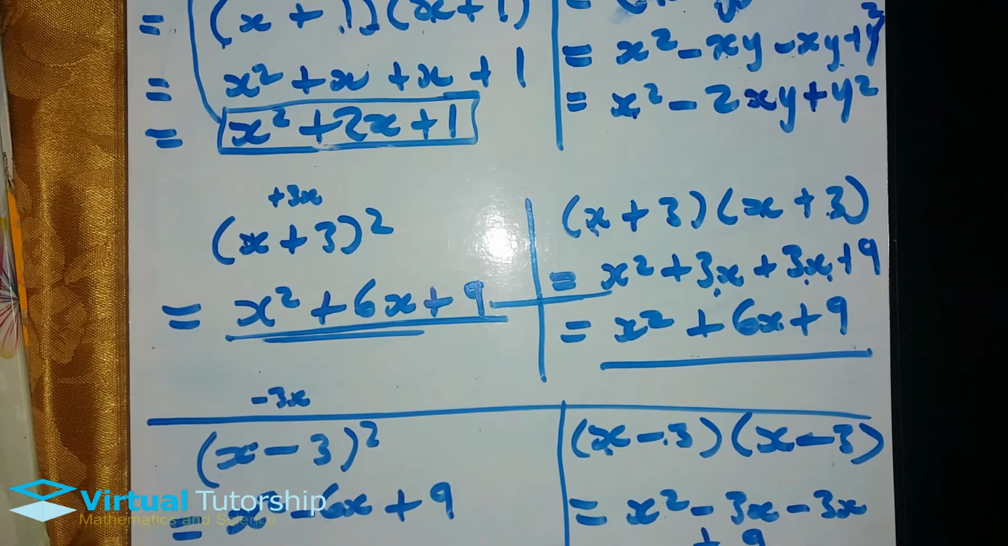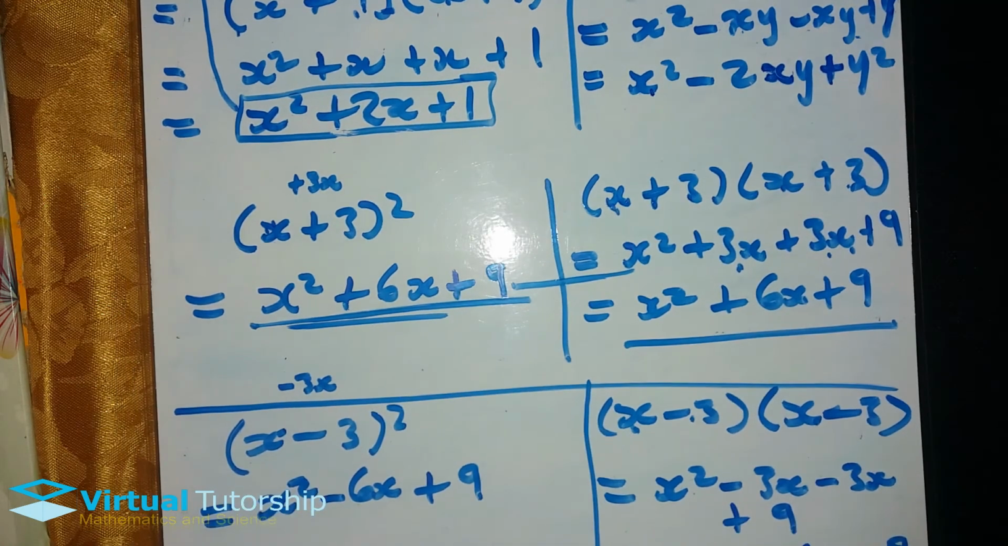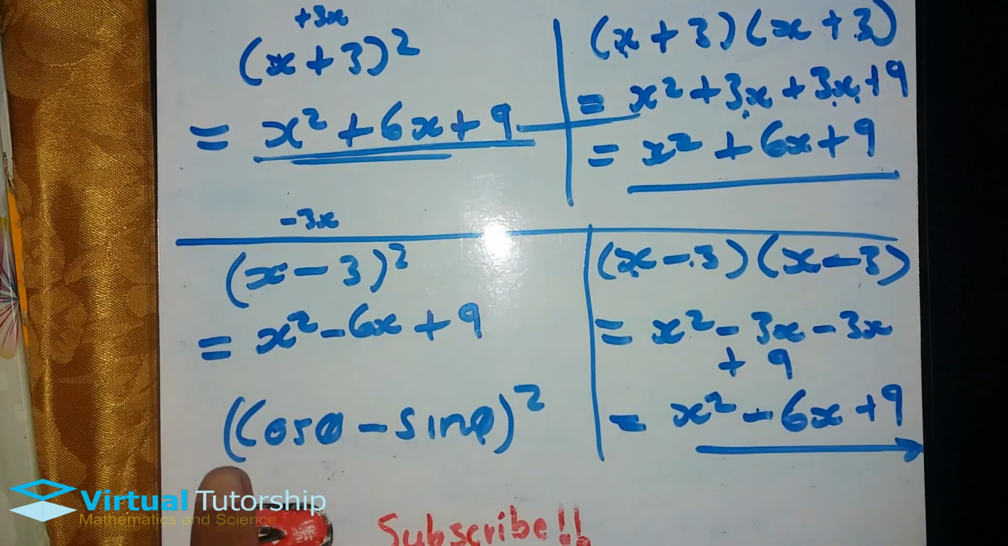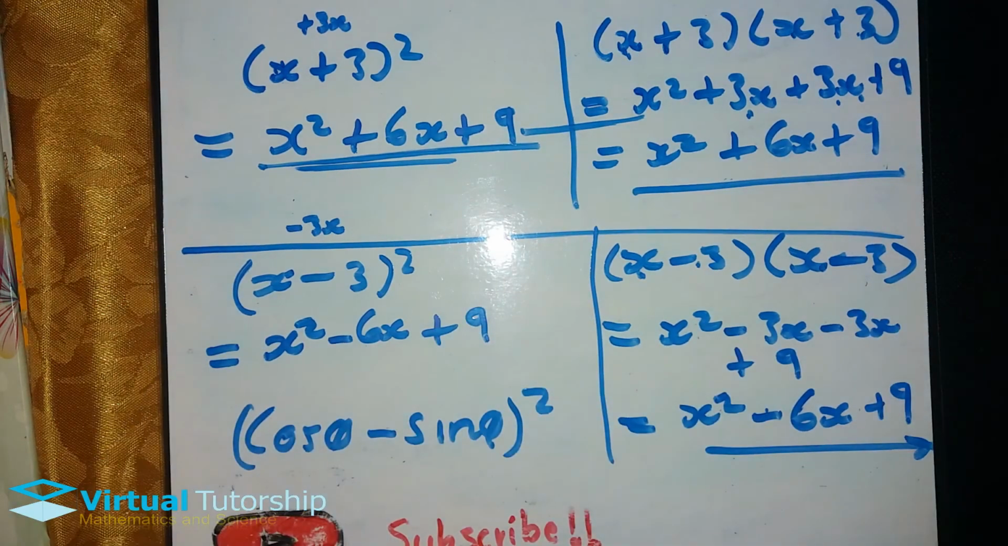Imagine you have to multiply trigonometric functions, say cos theta minus sin theta all squared. If you use the distributive law, you will end up with your sum filling the whole page, which is a bad idea because it's easy to make errors. So these special products make our life much simpler, especially in mathematics and physics, when you solve problems.